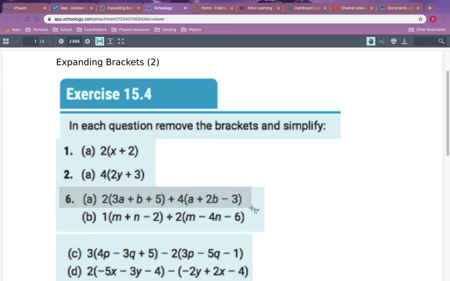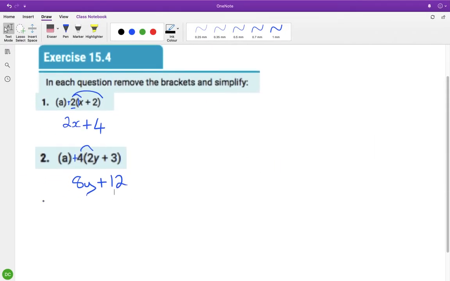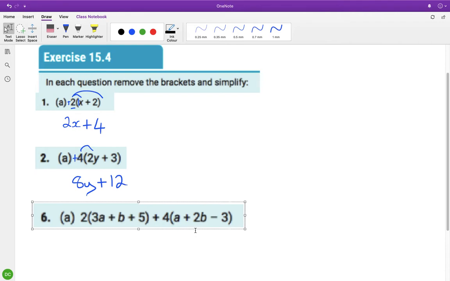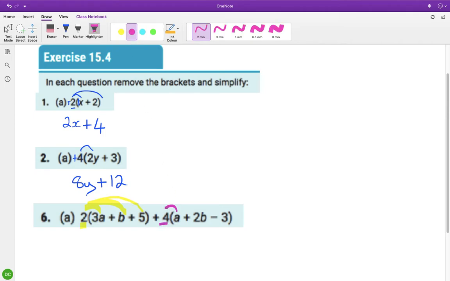Try and snip these separately. So this one. This is where we have the 2 separate multiplications. So we have the 2, which we're going to distribute across this bracket. And then we have the 4, which we're going to distribute across this bracket in 2 separate multiplications. So 2 by 3 is 6, and the only letter is A.